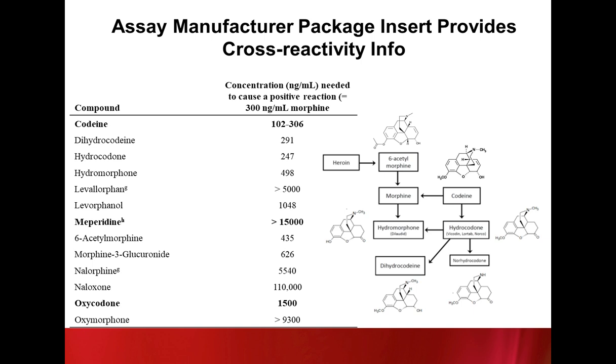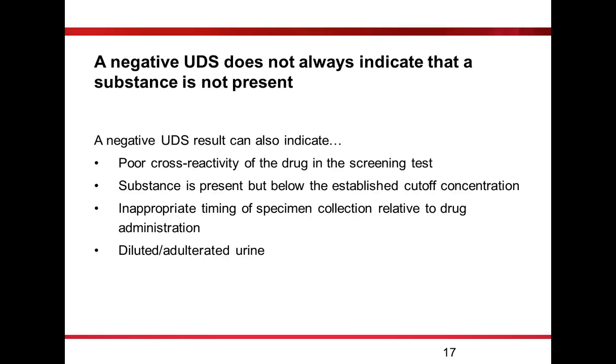many of the metabolites. So morphine metabolizes to hydromorphone, and you can see from this chart that you need roughly 500 nanograms per mL of hydromorphone to trigger this test to be positive. So almost twice as much of the morphine metabolite as morphine itself. So this is a very helpful tool.